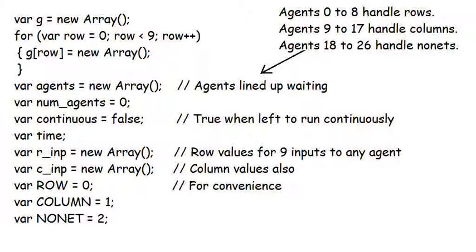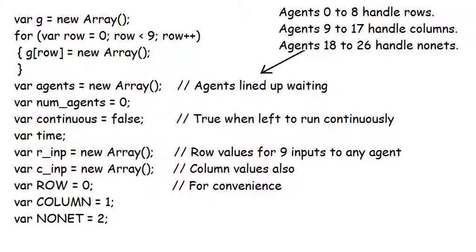The number of agents waiting in line is stored in NumAgents. The program has 2 modes. You can solve the problem one step at a time by clicking a button, or set it to run automatically with a delay, currently set at 2 seconds, between each step. The variable continuous is set to true to get the program to run by itself, or false to run one step at a time. The variable time is used later on during continuous running.